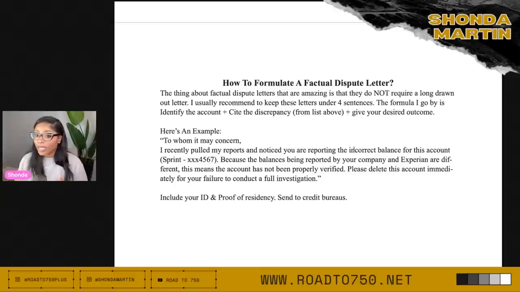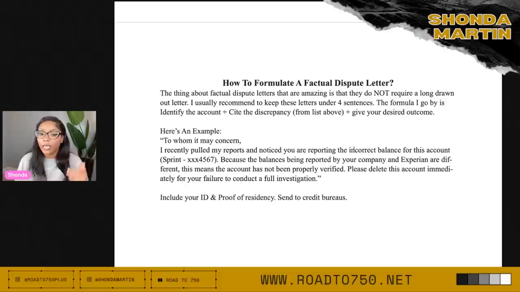Because the balances being reported by your company and Experian are different, this means the account has not properly been verified. Because keep in mind, I've given you two times to this point to investigate this account. Both times you said it was verified. Meanwhile, the account number is wrong. How, Sway? Clearly, you did not investigate the account. So that's pretty much all this letter is saying.